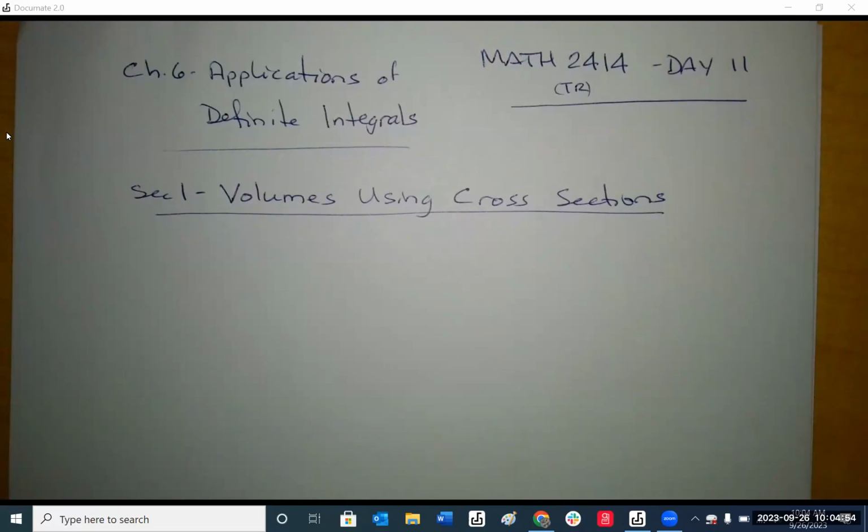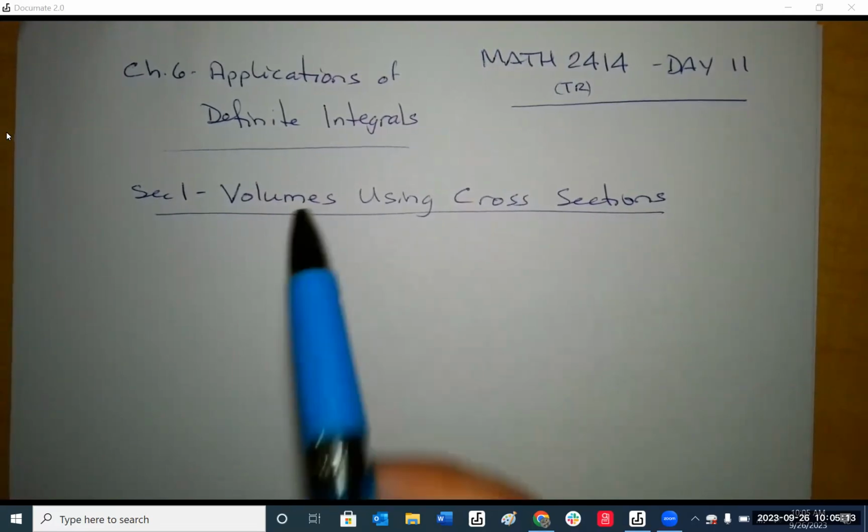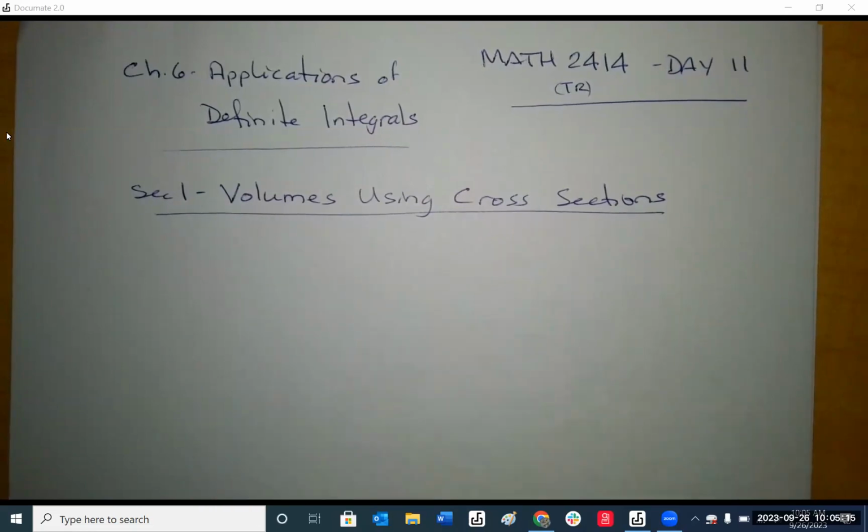Today we're going to start chapter 6, applications of definite integrals. Now, integrals find areas under curves. That's from calculus 1. Now we're going to look at volumes using what are called cross sections. There are three types of methods we're going to use here.